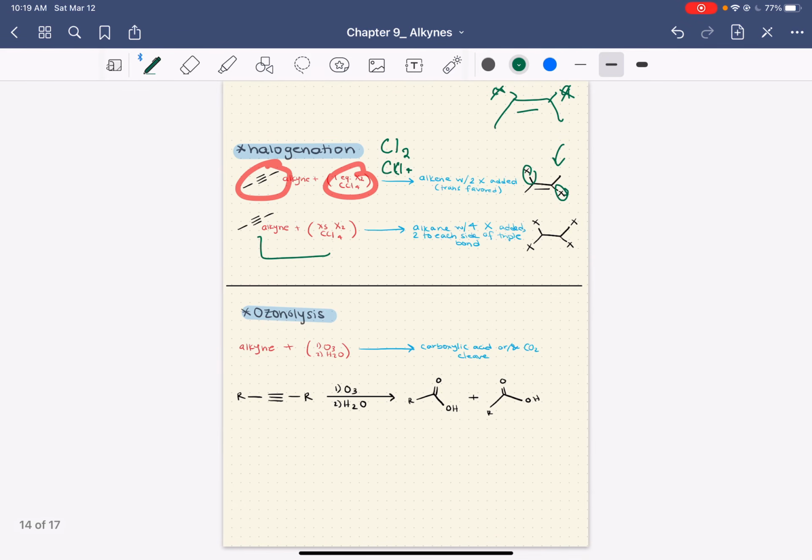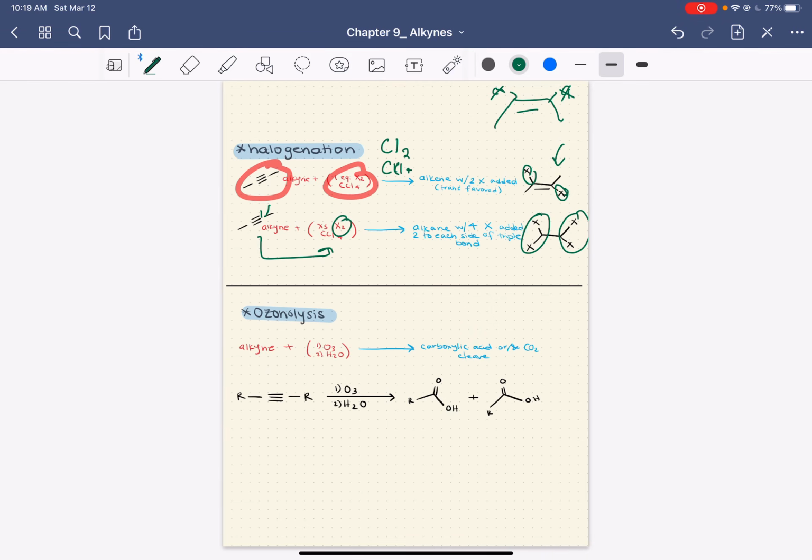Now, you can treat the alkyne with excess Cl2 or Br2 or whatever halogen you want. And what you're going to get is 2 halogens added to each side of the triple bond. So you've completely converted this triple bond to a single bond with 4 total halogens, 2 on each carbon. All right, so keep that in mind.